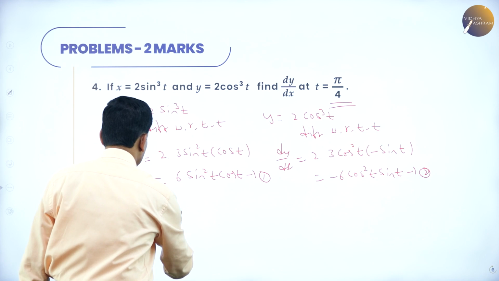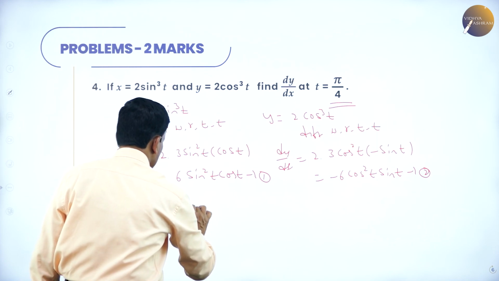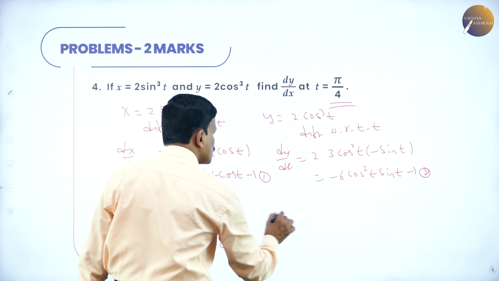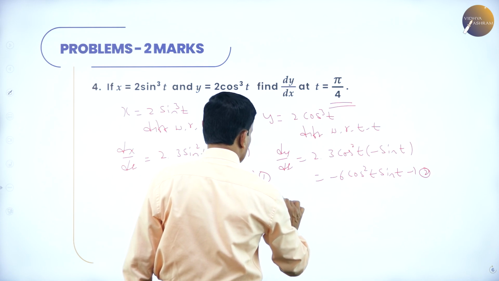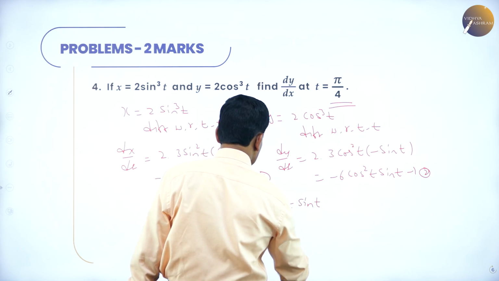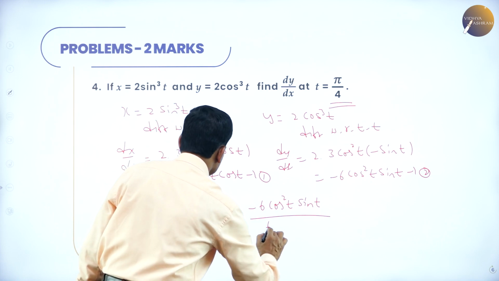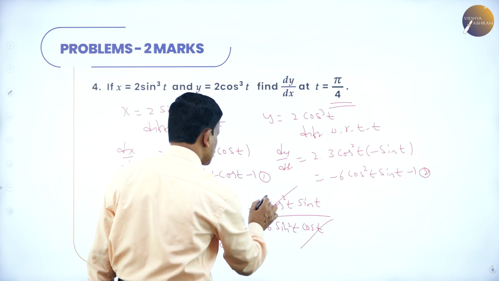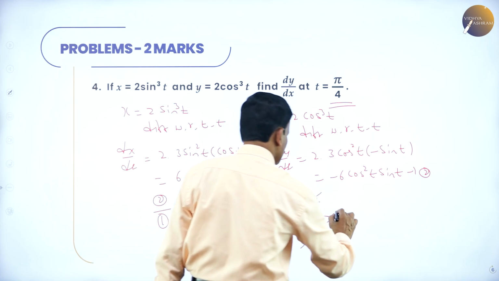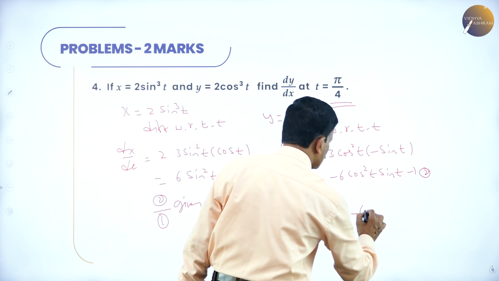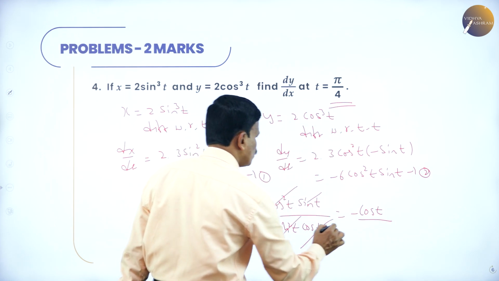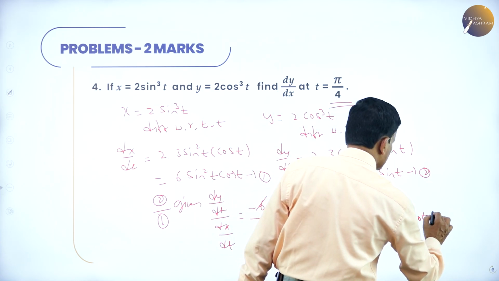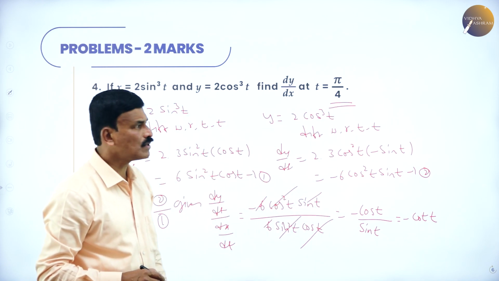Now, equation 2 by 1 gives dy by dt divided by dx by dt. What is dy by dt? Minus 6 cos square t into sine t divided by dx by dt, which is 6 times sine square t into cos t. Divide the terms: cos and cos, 6 and 6, sine, everything gets cancelled. Minus 1, cos t in the numerator, and in the denominator we have 1 sine t. Cos t by sine t is cot t, so dy by dx is equal to minus cot t.